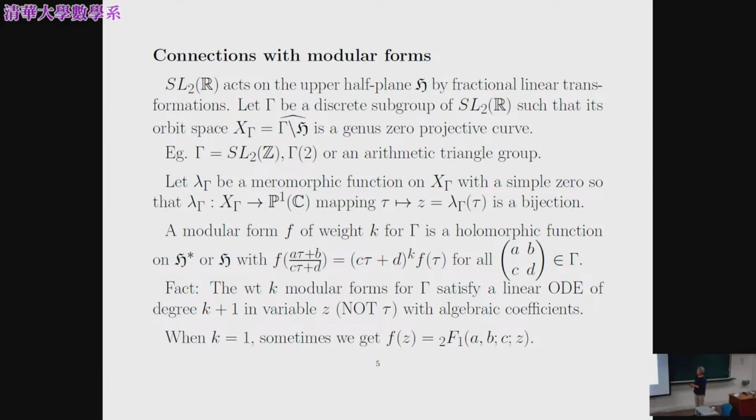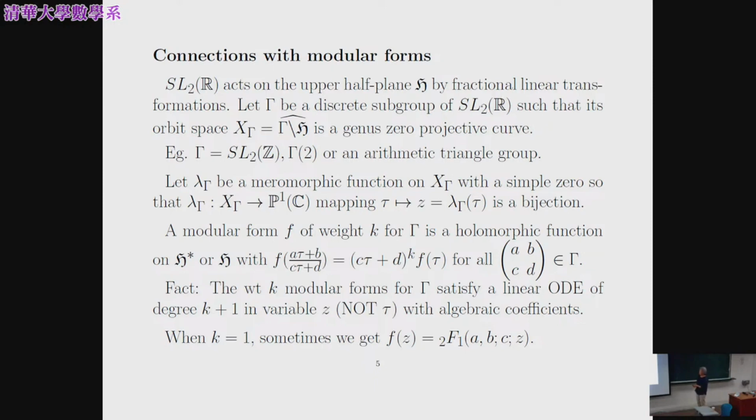Okay. So normally we use tau as a variable for the upper half plane, and we use z as a variable for P1C, so that z will be lambda gamma of tau. So that's the relationship. Okay.